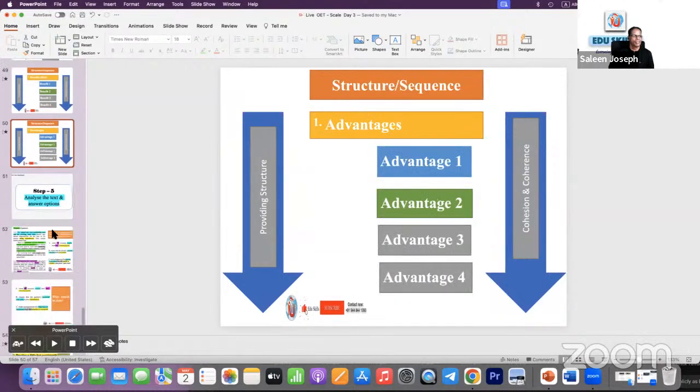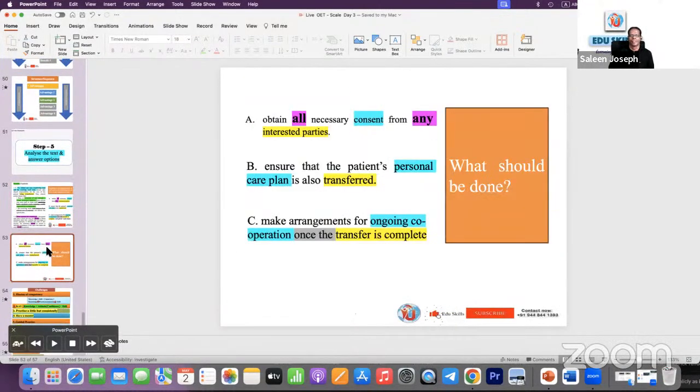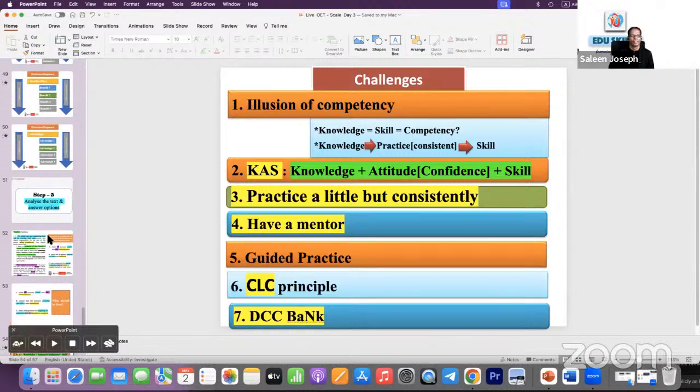These are different ways of looking into things. So you see, continuity of care through a formal structured handover, supported by a written plan. Ensure that the patient's personal care plan is also transferred. That's exactly a paraphrasing. So what should be done? Okay, cool. That's it. Be aware of this one.